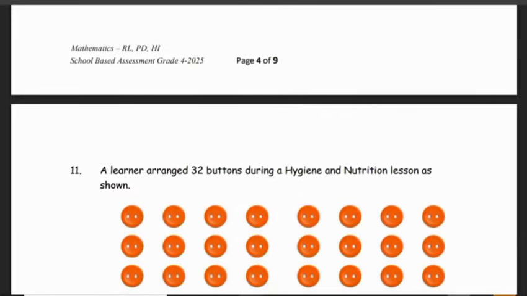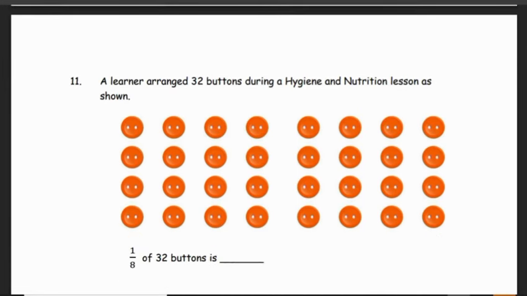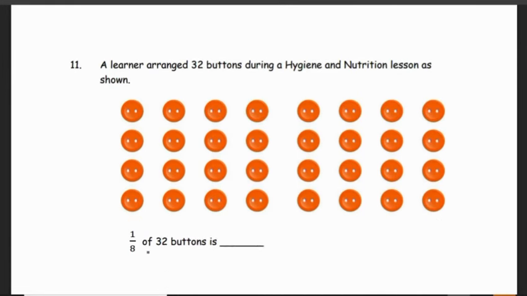Alana arranged 32 buttons during a hygiene and nutrition lesson as shown. Now, an eighth of 32 buttons is, how can we get an eighth of this? So to do that, we have two ways of working it out. First, an eighth of means multiply. We have 32, so then you have 32 divided by 8. And here we're going to have 4.